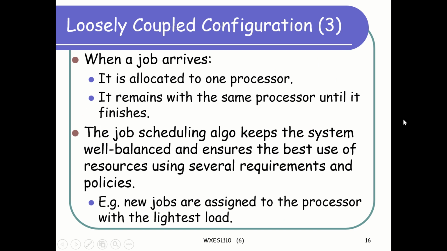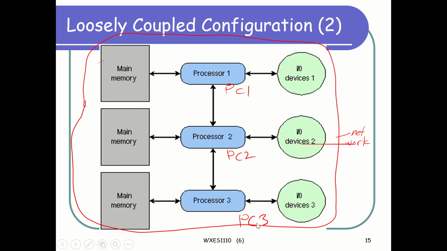When a job arrives, it is allocated to one processor. It remains with the same processor until it finishes. So the job scheduling algorithm keeps the system well balanced and ensures the best use of resources using several requirements and policies. For example, new jobs are assigned to the processor with the lightest load. So let's say you have PC1, PC2, PC3.